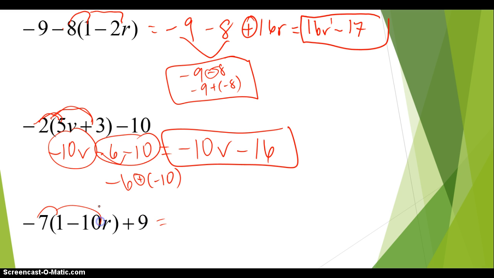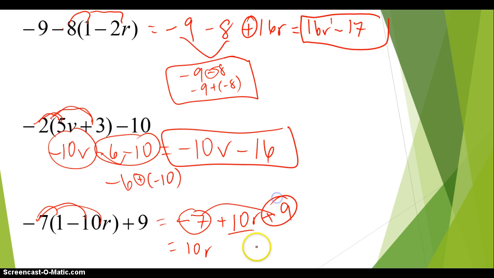So distribute. -7 times 1, -7. -7 times -10r is a positive 10r. Okay, and then add 9. So equals, this is alone, so 10r can be dropped down. Now -7 plus 9, different signs. So the addition rule says if we have different signs, we subtract the numbers, which would give us 9 minus 7, which is 2, and we keep the sign of the larger of the two, I'm sorry, the number with the greater absolute value. Would be 10r plus 2.